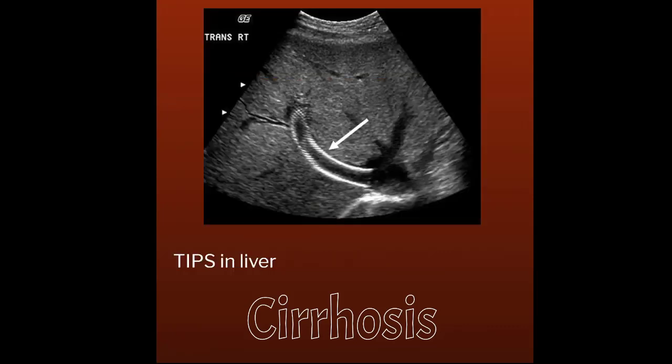Here's an example of the TIPS shunt within the liver. So we are up at the level of the hepatic vein. So this is the IVC here, and we can see the shunt traveling through the right hepatic vein. And then if we got a view of the right portal vein, we would see the other end of the shunt.